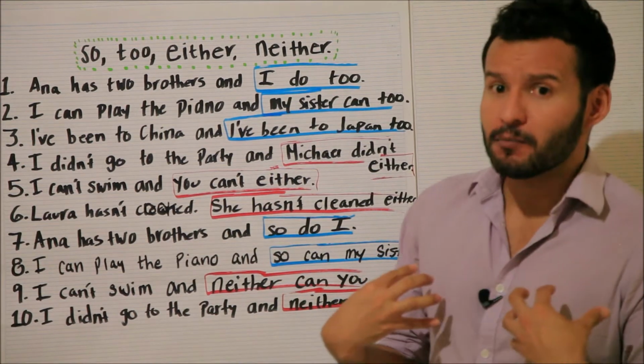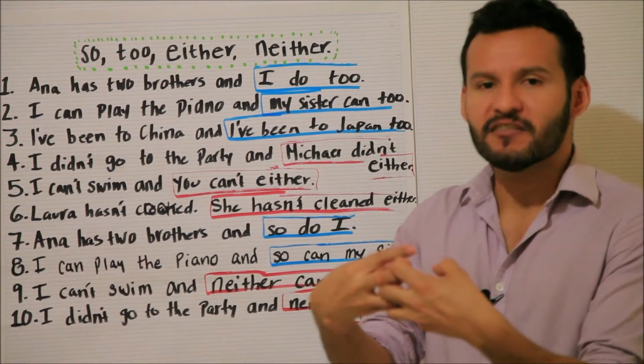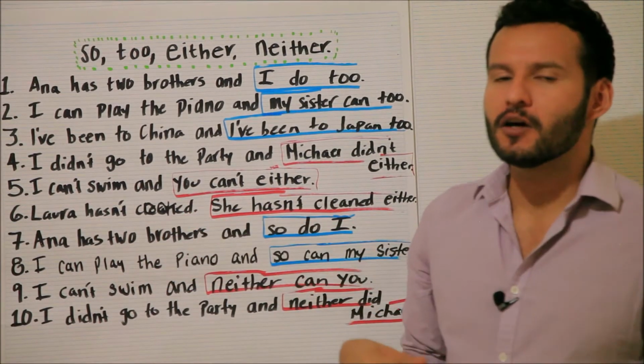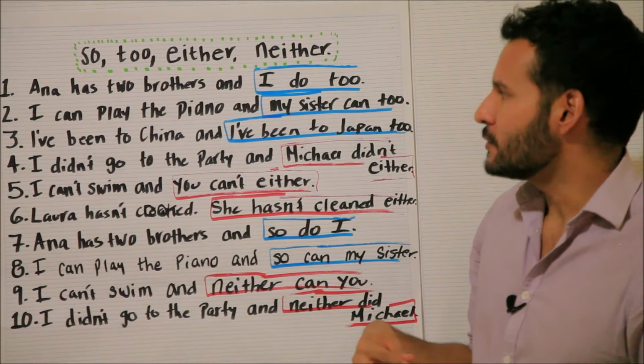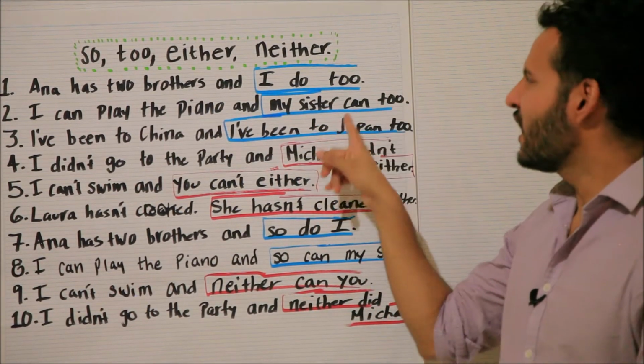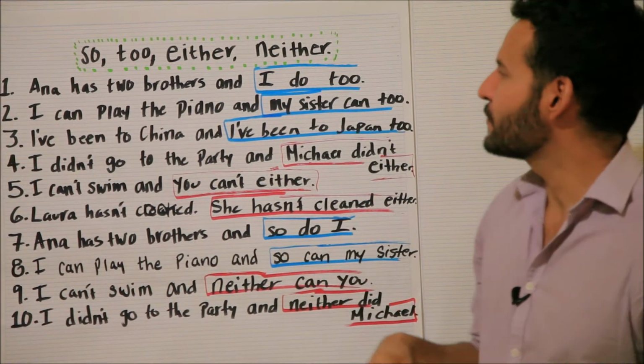If I say that I can play the piano, my sister can play the piano, I can again emphasize that particular similarity, that thing that my sister and I have in common, by using the word to. So I can play the piano and my sister can too. Again, we only need to use the auxiliary really in the second sentence.